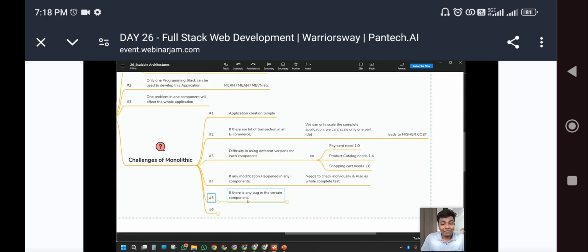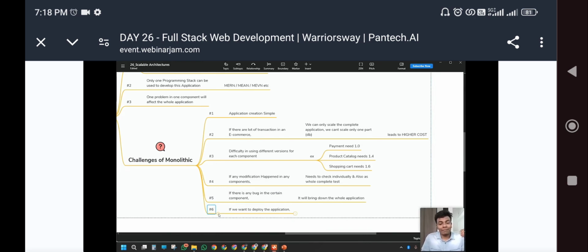And the fifth one is, if there is any bug in a certain component, as I've already told you, since everything is present in a single unit, if there is any problem in any specific service or component, it will bring down our whole application. So that is the fifth point.